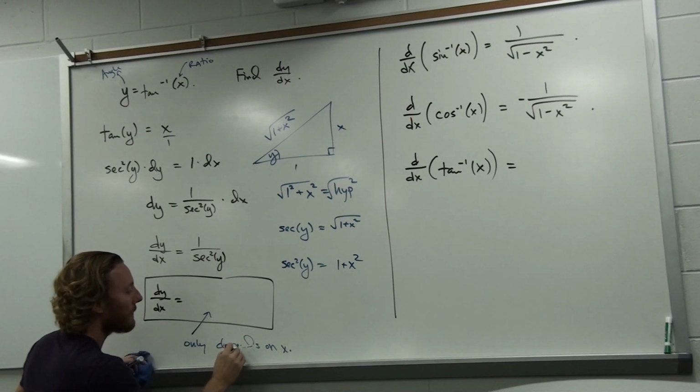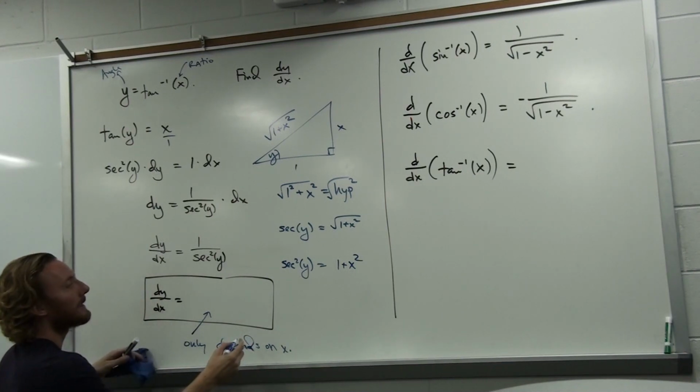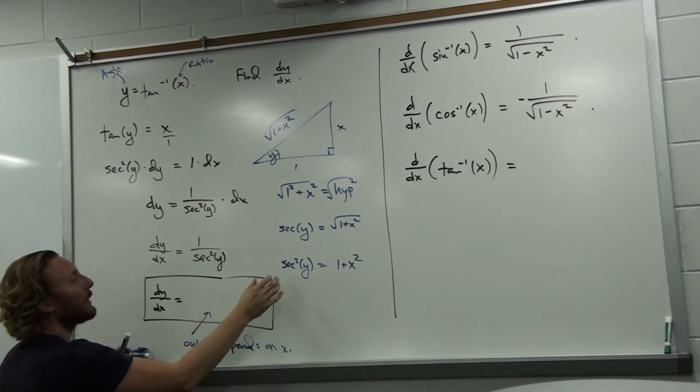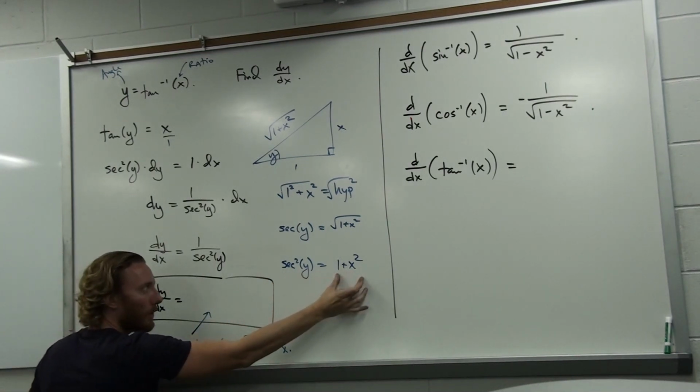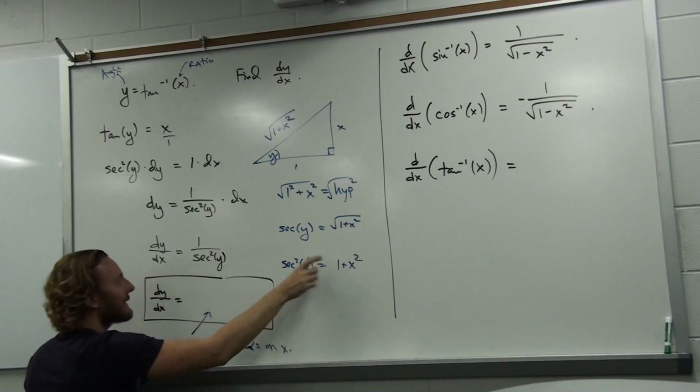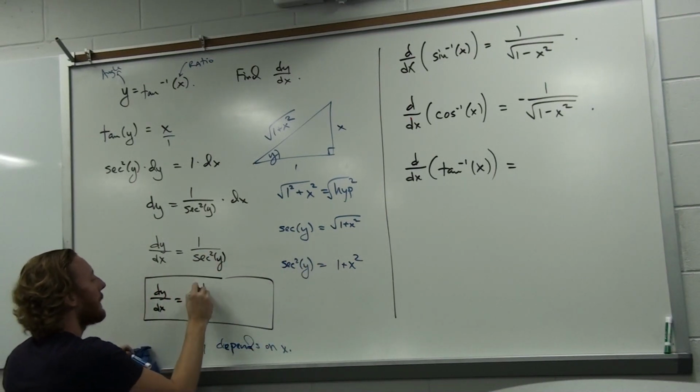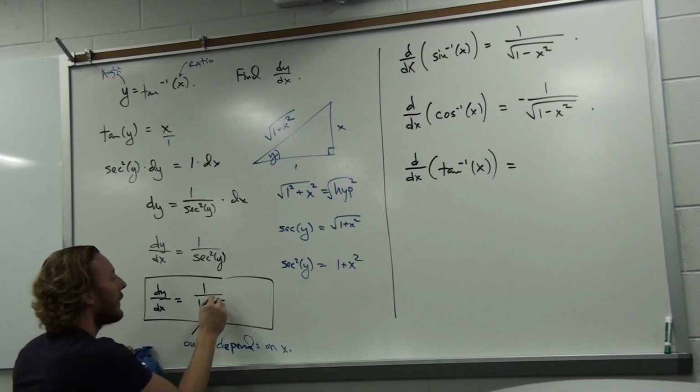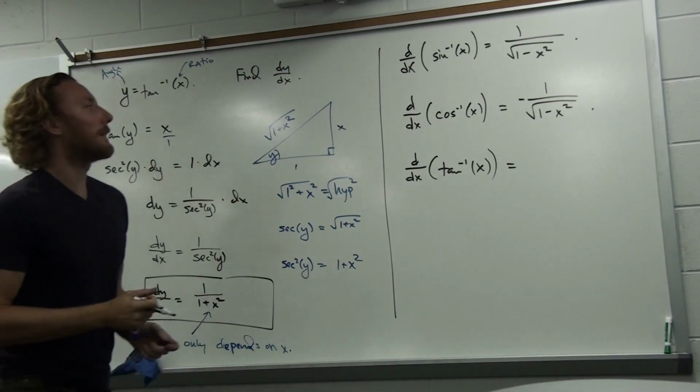We were looking for something that depended only on x, and now we have that something because we know that secant squared is 1 plus x squared, so we can take that secant squared and plug in, and we get the derivative of our tan inverse to be 1 over 1 plus x squared.